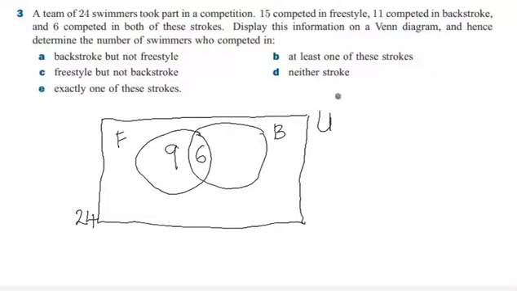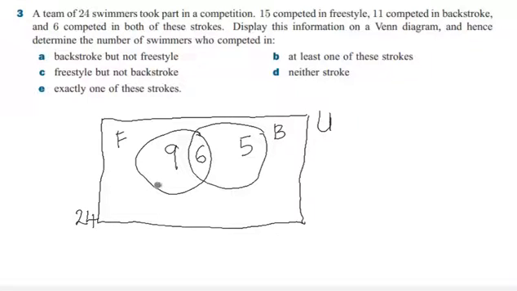All right, we move on. We'll do the same thing for backstroke. 11 people competed in backstroke, fine. How many people competed in backstroke only? That would be 11 minus those who competed in both. 11 minus 6, that's 5. So 5 people competed in backstroke only. 5 plus 6, 11 people competed in backstroke.